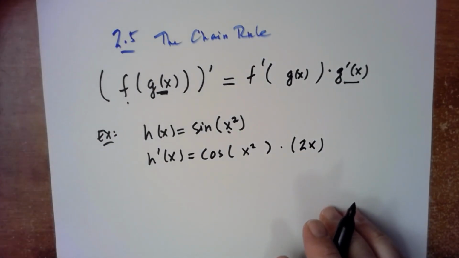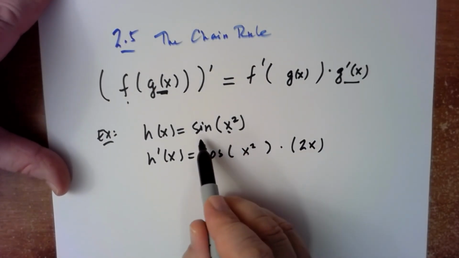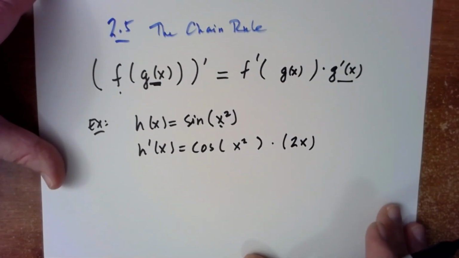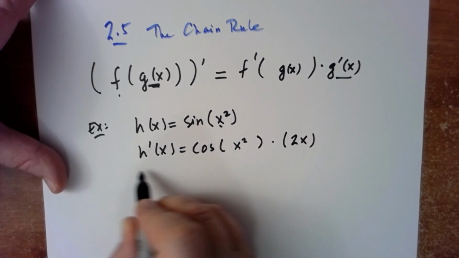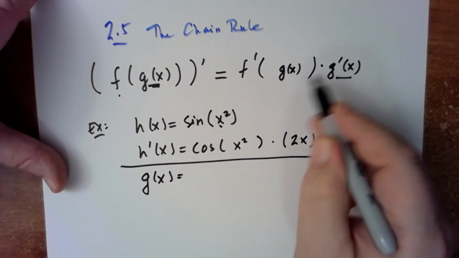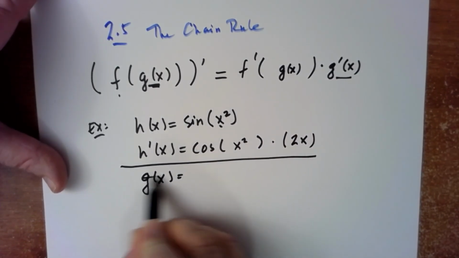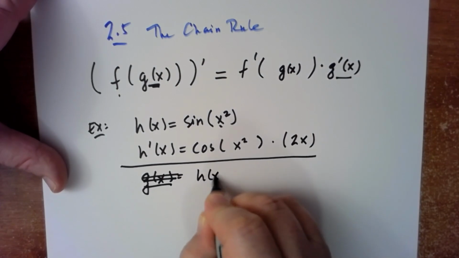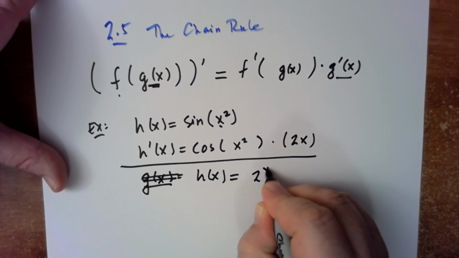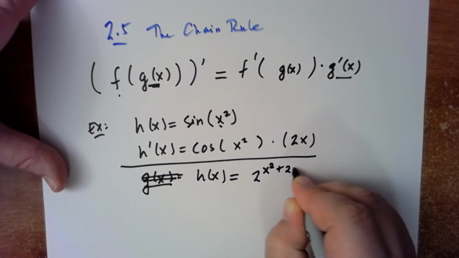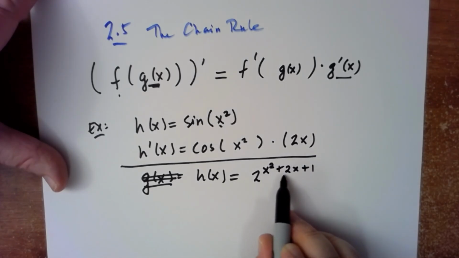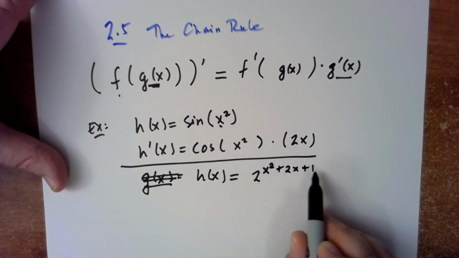And so you'll notice that the key here is to figure out what is your inside function and what is your outside function. Okay, so just as another quick example, let me use h of x again, just to be clear there. How about 2 to the x squared plus 2x plus 1. Okay, so the x squared plus 2x plus 1 is my inside function now.